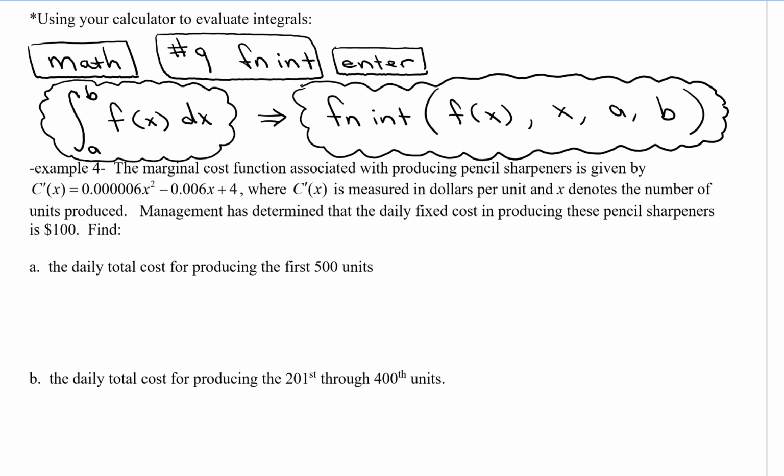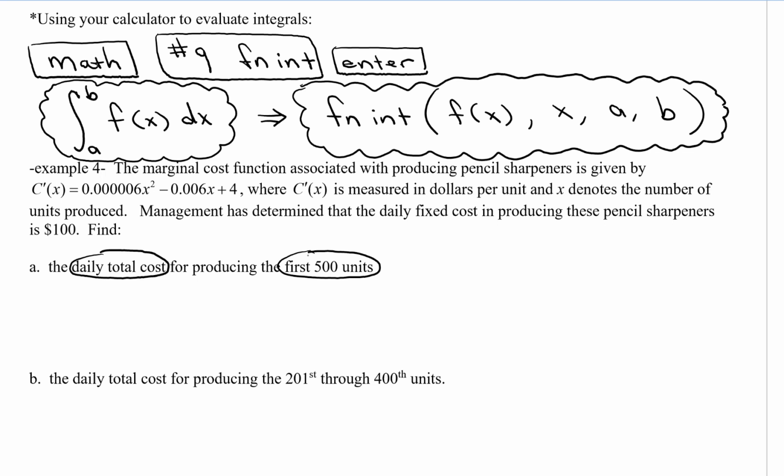Okay, example 4. The marginal cost function associated with producing pencil sharpeners is given by C prime of x, which is equal to 0.00006x squared minus 0.006x plus 4, where C prime of x is measured in dollars per unit and x denotes the number of units produced. Management has determined that the daily fixed cost in producing these pencil sharpeners is $100. Find A, the daily total cost for producing the first 500 units.